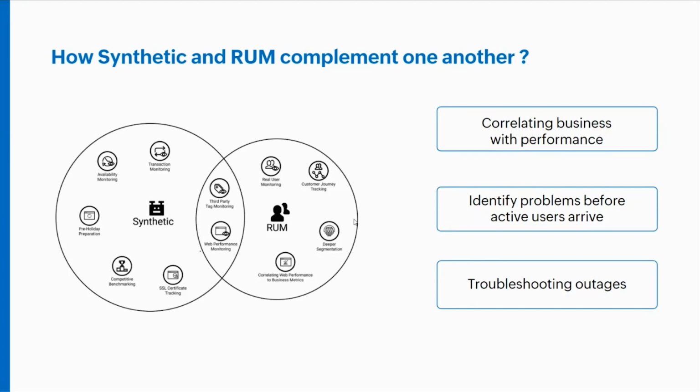Okay, first is correlating business with performance. SaaS and application providers can basically use real user monitoring to understand the real-time experience of users in their websites.